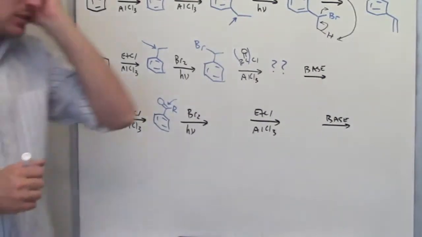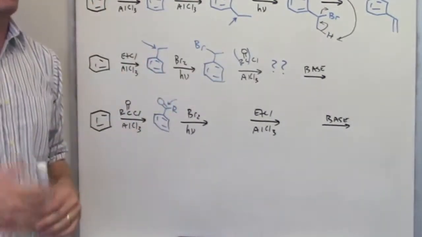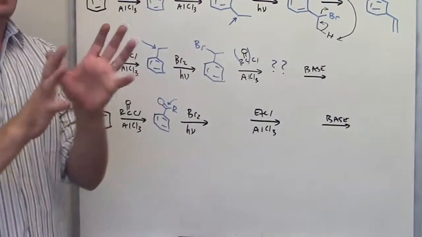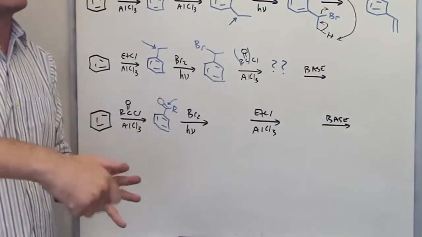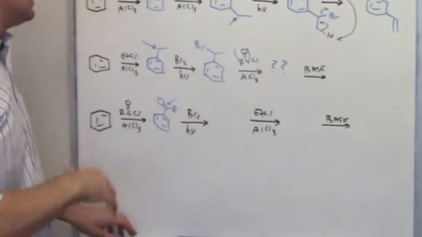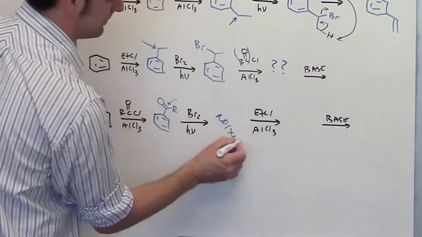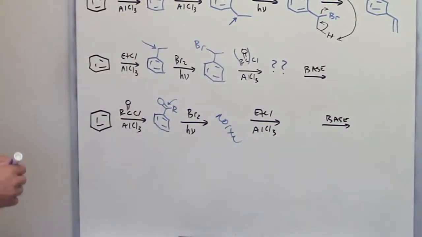True, that is a benzyl carbon, but that benzyl carbon does not have any hydrogens on it. In order to put a bromine on the benzyl carbon, you have to have hydrogens appended to that carbon because one of those is going to get removed and then replaced with a bromine. So this will do nothing. So I'll write down no reaction. Okay? That indeed is going to be the case.